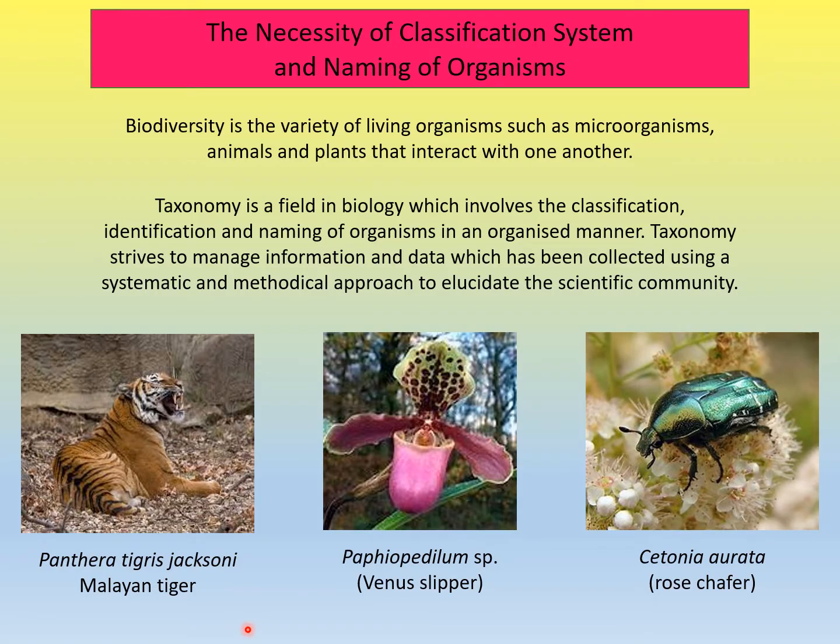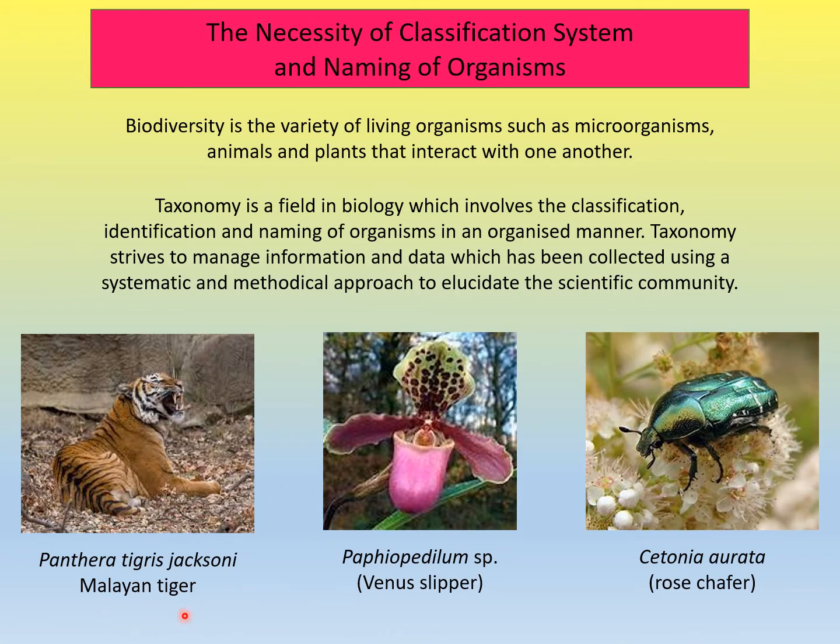The necessity of classification systems and naming of organisms. Biodiversity is the variety of living organisms such as microorganisms, animals, and plants that interact with one another. Okay, this is the definition of biodiversity. And then taxonomy is the field in biology which involves the classification, identification, and naming of organisms in an organized manner. So what we learn today is we give names to the organisms, like this example, tiger.